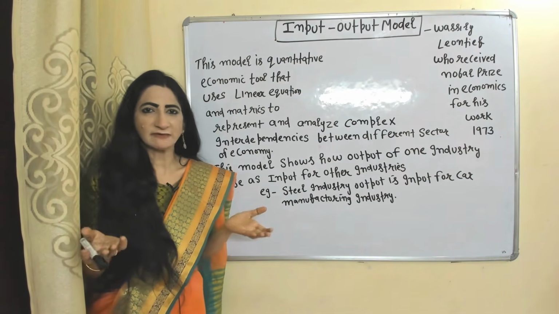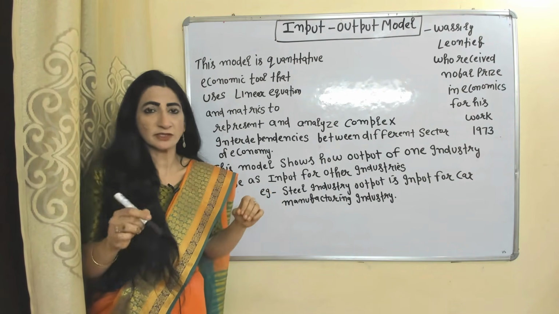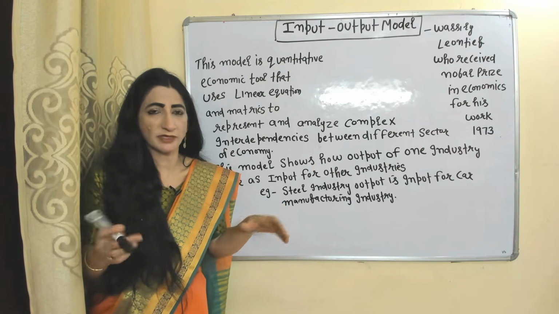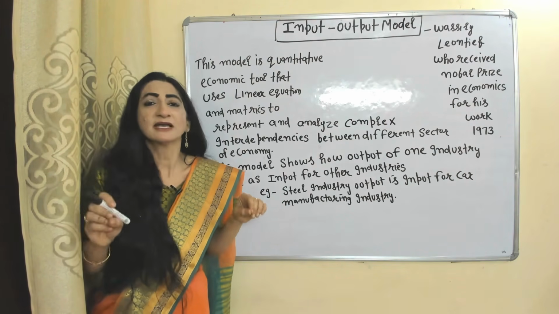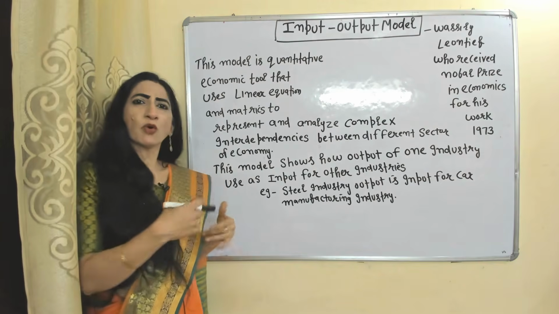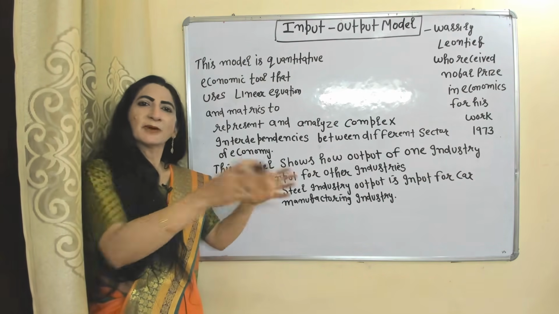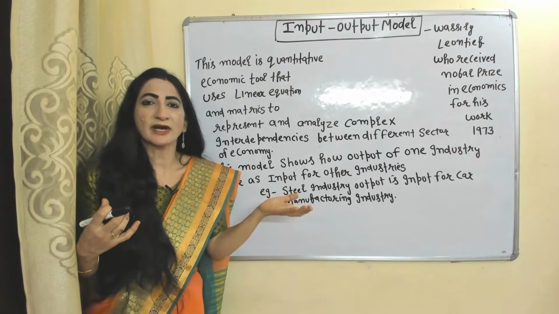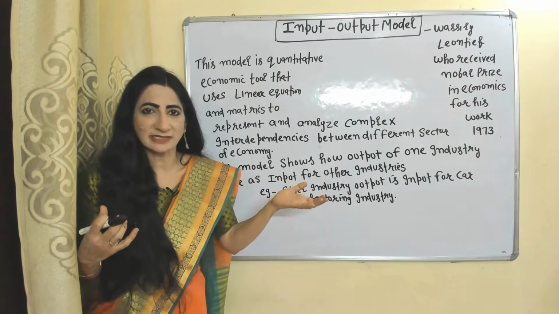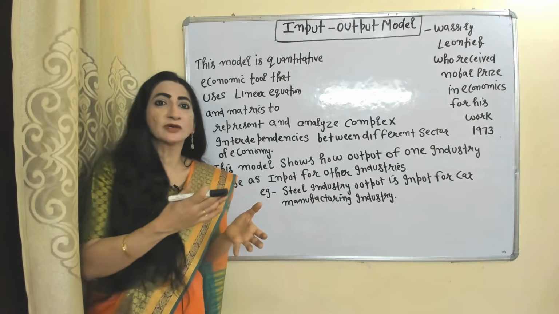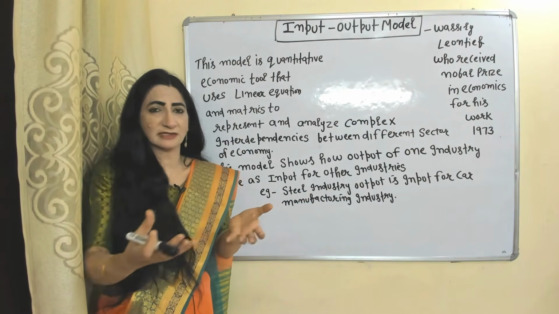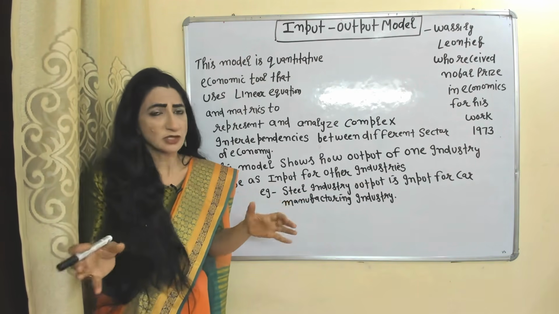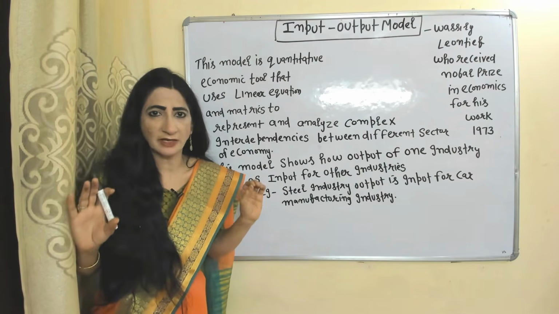The input-output model was given by Wassily Leontief, who received the Nobel Prize in Economics for his work in 1973. As we know, all sectors of the economy depend on each other. For example, the agricultural sector provides raw material to the manufacturing sector, and the services sector provides crucial services to the manufacturing sector, like transportation and insurance. So all sectors of the economy depend on each other.